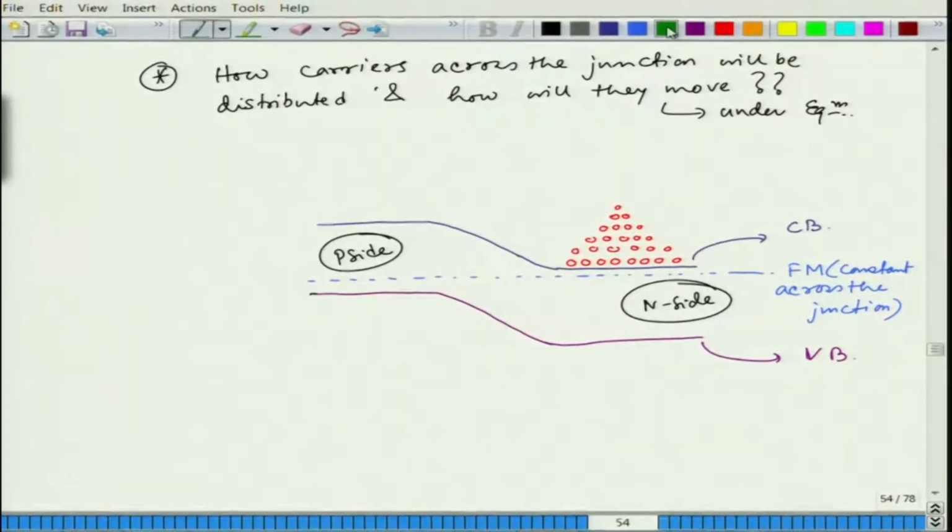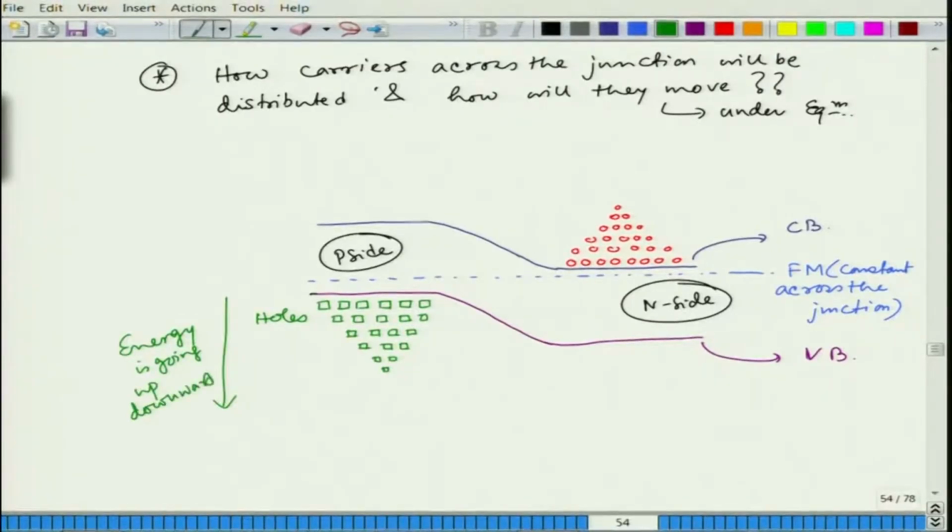And similarly, for the p side we have lot of holes, and again in the valence band, and again the concentration of the same will decrease exponentially as you go away from the valence band. Okay. So, these are holes, and for holes the energy is going up in this direction. So, energy is going up downward for holes. Okay. So, basically as you move away from the valence band edge, right, and these are the electrons in the conduction band. Okay.